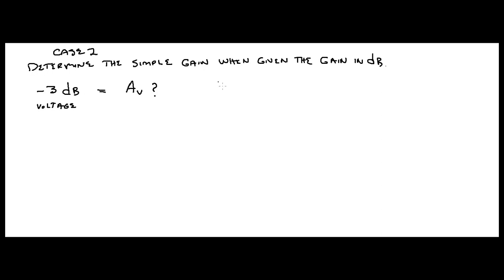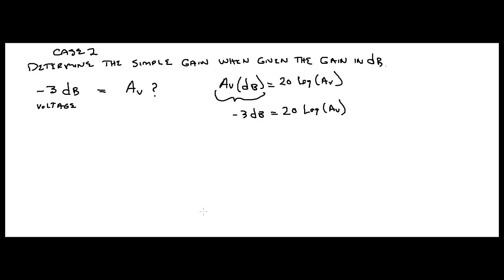So let's come over here and simply write down the equation, right? AV in decibels is equal to 20 log AV, right? Now, we're given this part right here. This is what we're given. We're saying this is -3 dB equals 20 log AV. Now, how do you solve for that one?